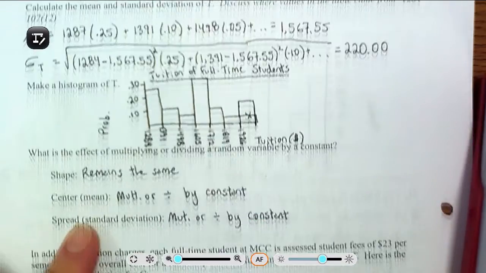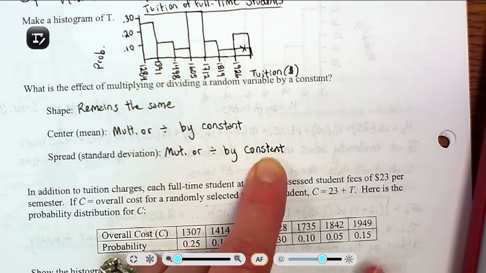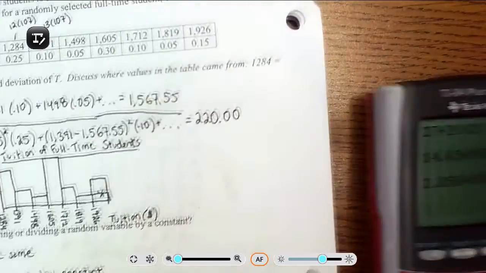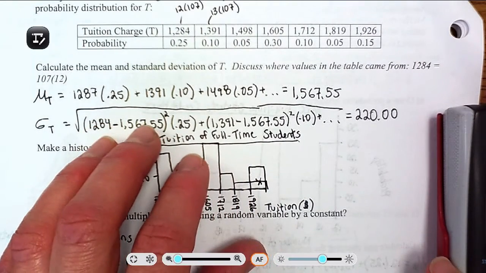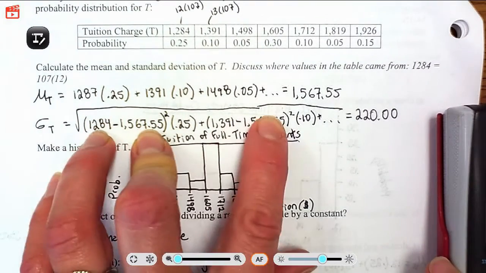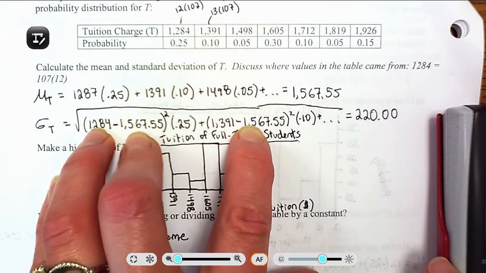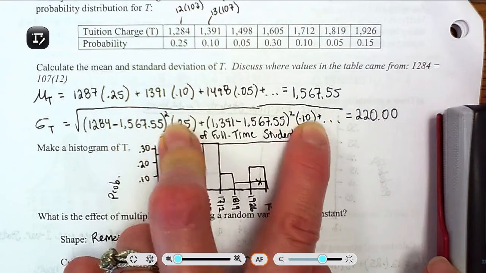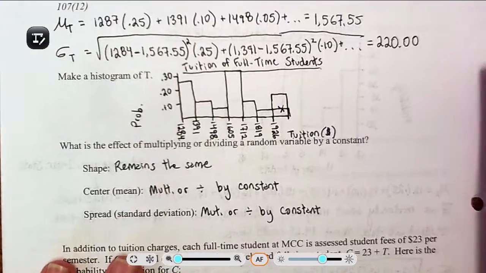Okay, so that's great. Now, so center is multiplied or divided by the constant. Spread is also multiplied or divided by the constant. Now, the reason that there's a little bit of a rounding error is because my calculator might have rounded some of these values as it went, because it's subtracting, squaring, multiplying, and square rooting again. So there might be a little bit of a round off error type of thing.